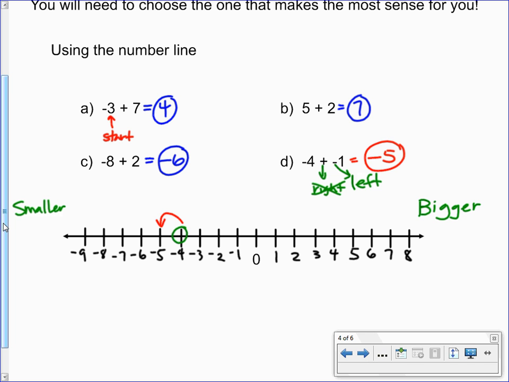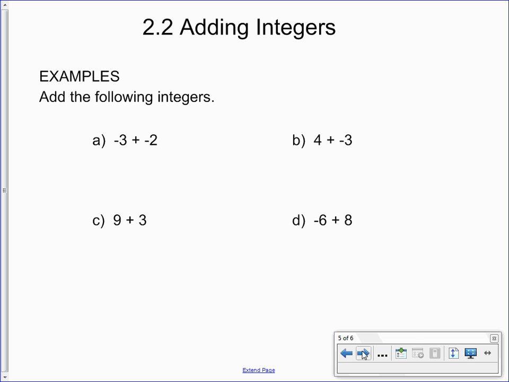Okay, so pluses mean you move to the right. Anytime there's a negative, that means you're going to change direction and go to the left. Okay? So here are some more examples I'd like you to try on your own. So if you would please pause the video, use one of the 3 methods, and find the solutions to these 4 problems.